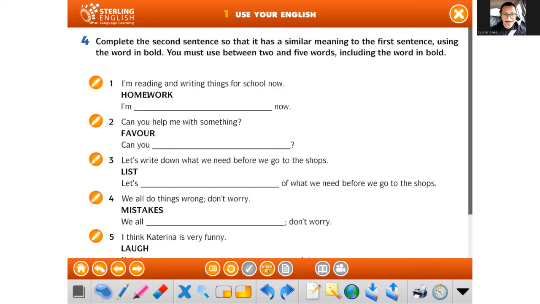So including the word homework, the best choice would be I am doing my homework, right? I am doing my homework now. So you have to do the same thing with the other sentences. So the sentence that you write means the same as the first one, right? We are not talking about the same words, but we are talking about the same meaning here, right? I'm reading and writing things for school now is the same as saying I am doing my homework now, right? Same thing. And that will be it for today. That's all for today, right?